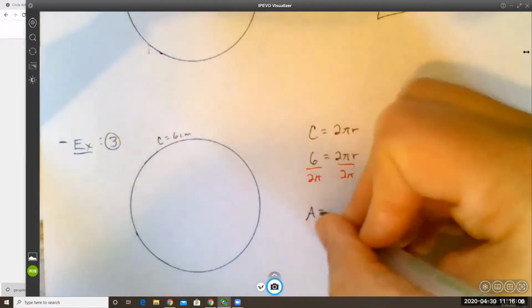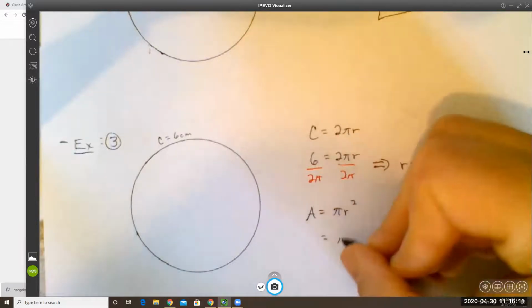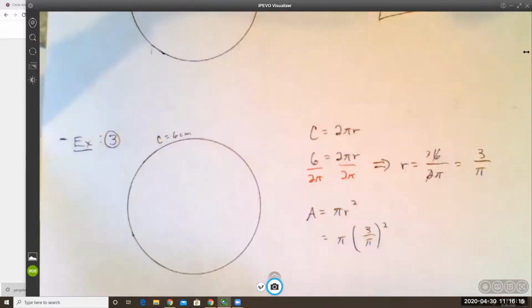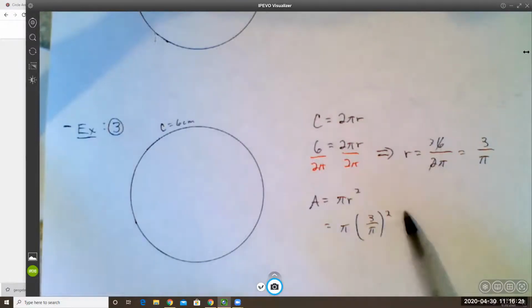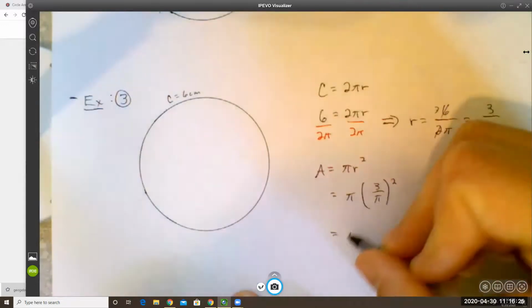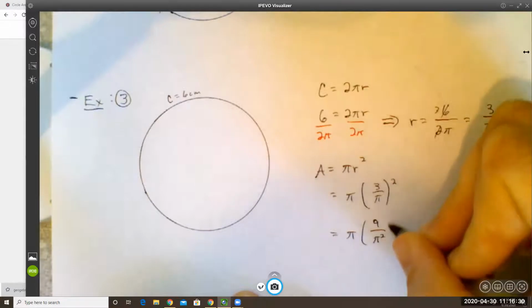We can say the area is pi r squared. So in this case, that would be pi times 3 over pi, squared. Now don't cancel the pi just yet, okay? Because order of operations tells us we've got to take care of the exponent first. So I'm going to square this value first. I'm going to get pi times 9 over pi squared.